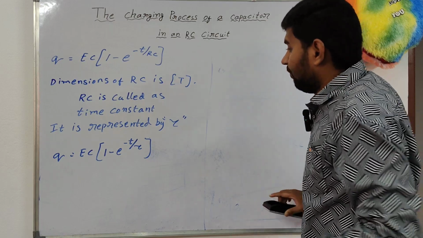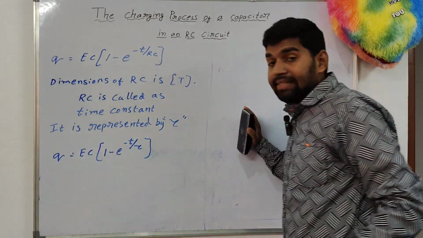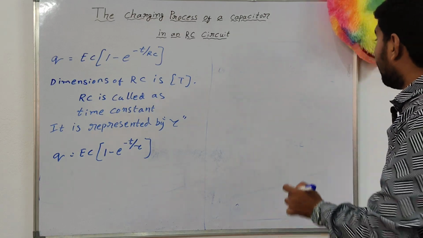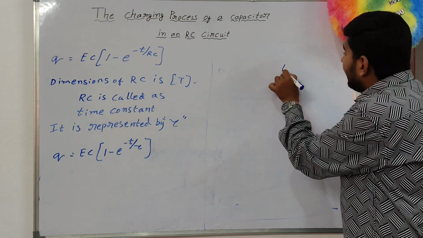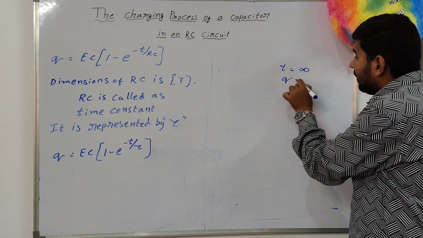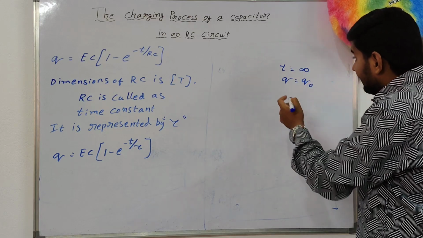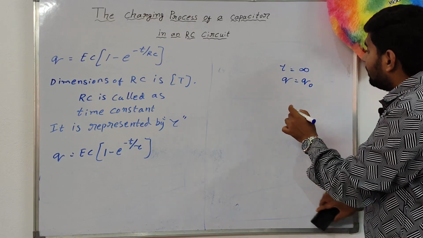Where E C is the maximum charge. We already know that whenever t is equal to infinity, the Q becomes Q naught. What is the charge here? How to write the charge?